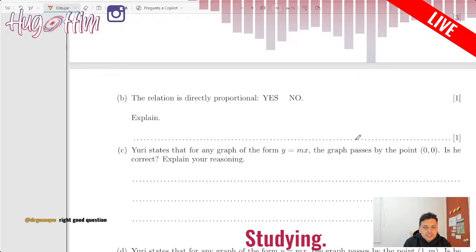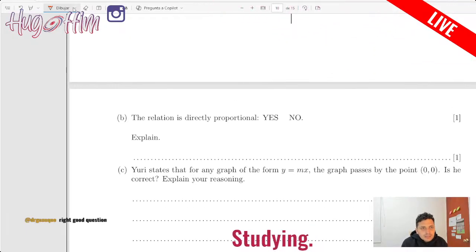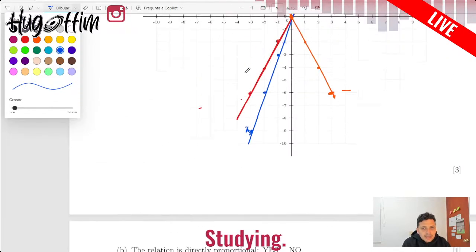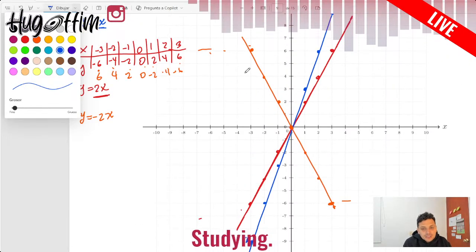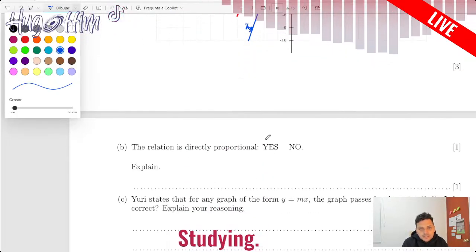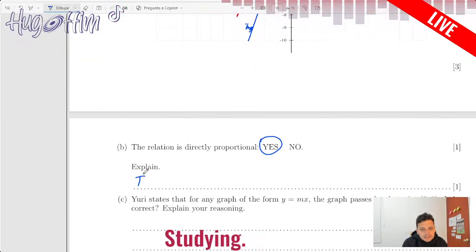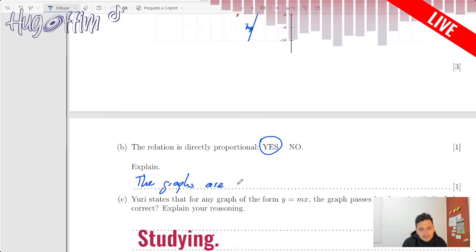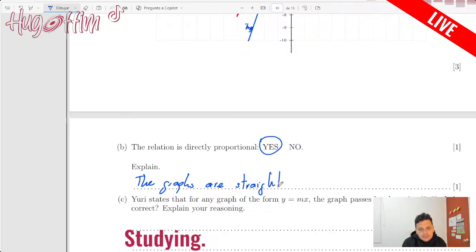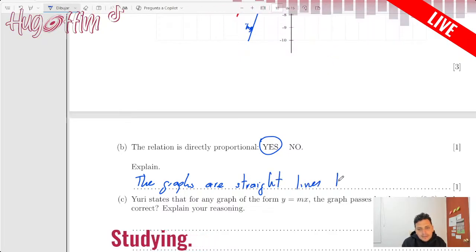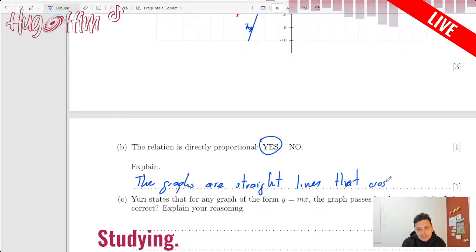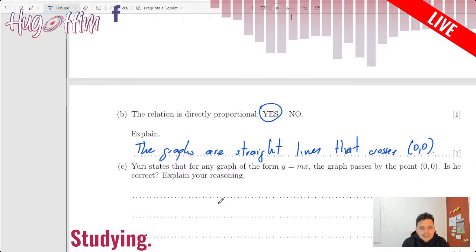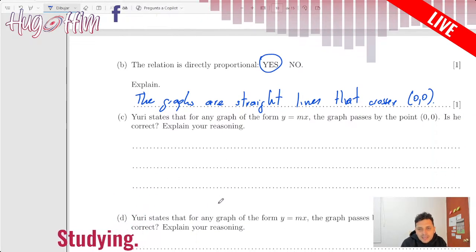And it says the relation is directly proportional. Now, if the graph of a function is a straight line that passes by 0, 0, it is directly proportional. So you just need to click yes. The graphs are straight lines that cross 0, 0. Done.